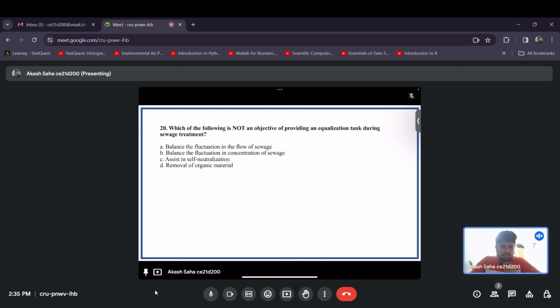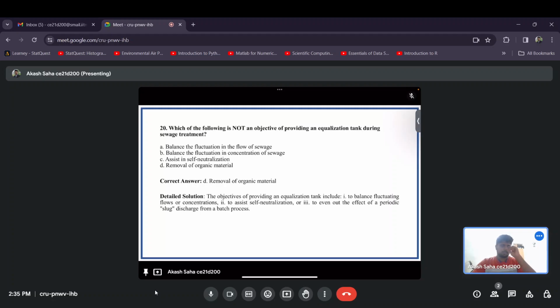We are talking about the equalization tank. Obviously option B is the correct answer for this, because the equalization tank doesn't deal with the removal of the organic material. The primary objective is to balance the fluctuation in flow or concentration, or to assist in self-neutralization. So all the three options are correct and option D is not an objective. So as per our question, option D is the right answer.